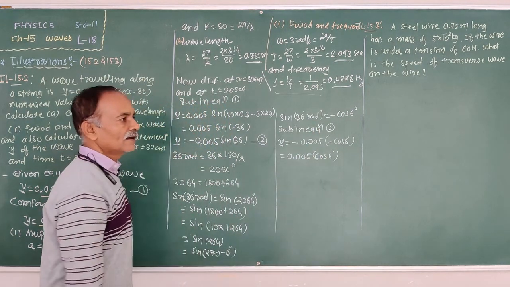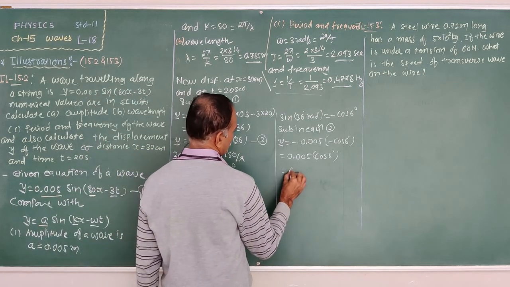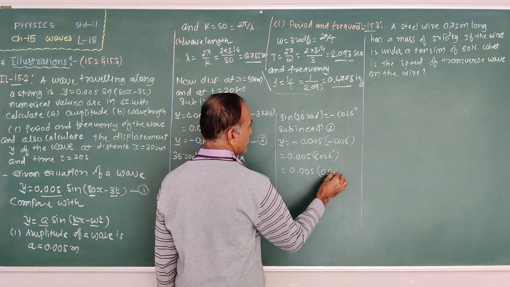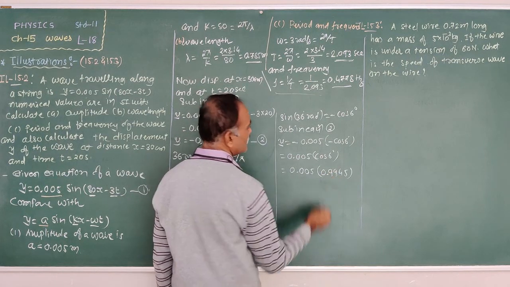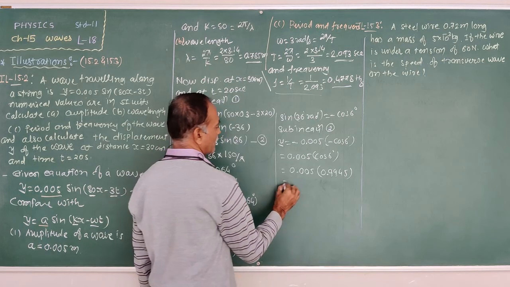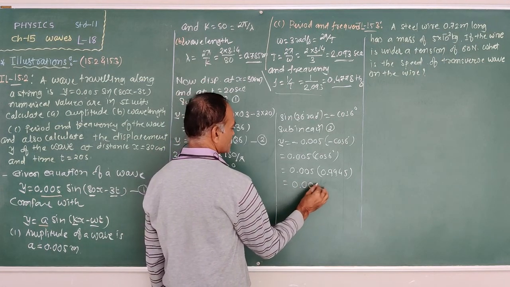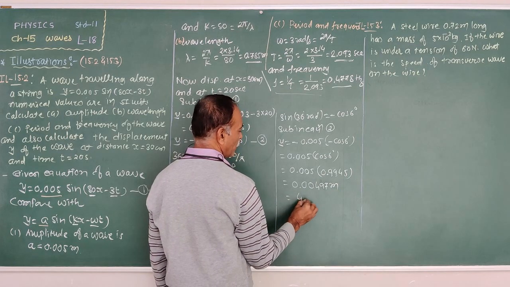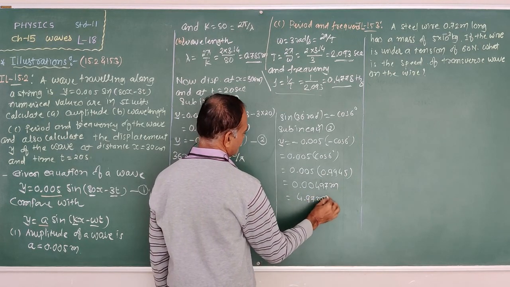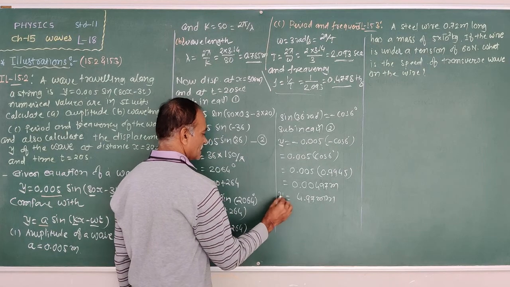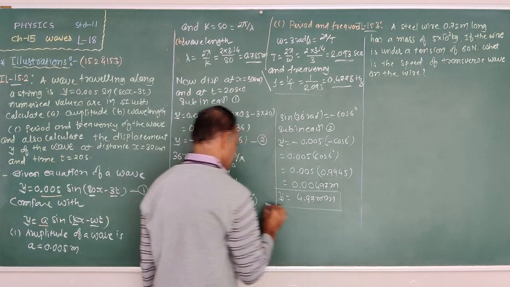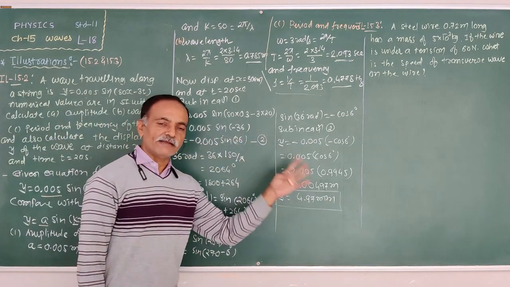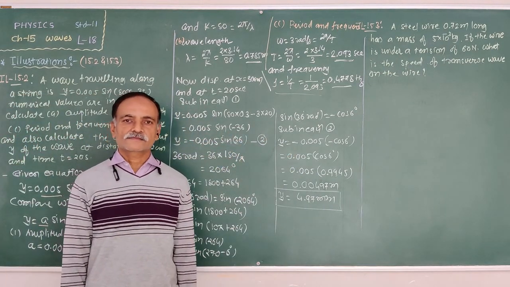Cos 6 degree is 0.9945. So 0.005 here into 0.9945, right? Therefore, 0.00497 meter, that means 4.97 millimeter. That is the displacement of a particle at x equal to 30 centimeter distance and time t equal to 20 seconds.